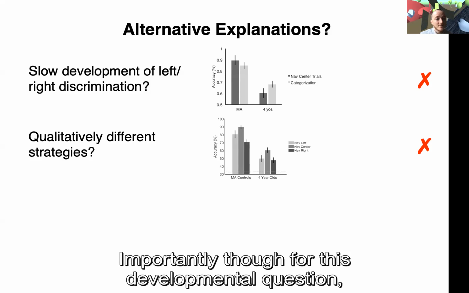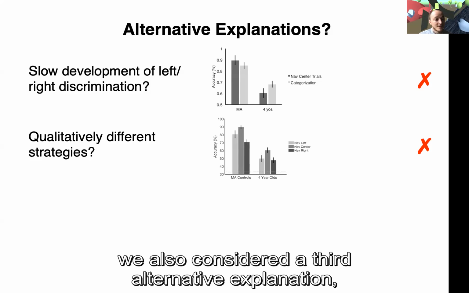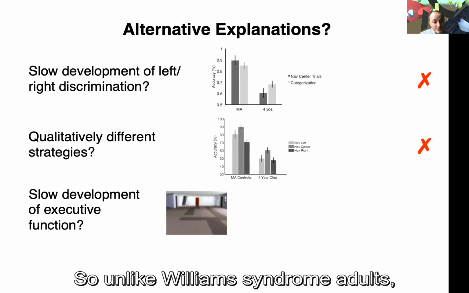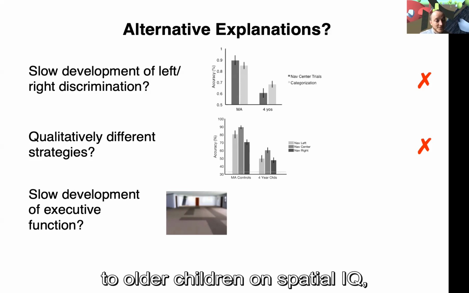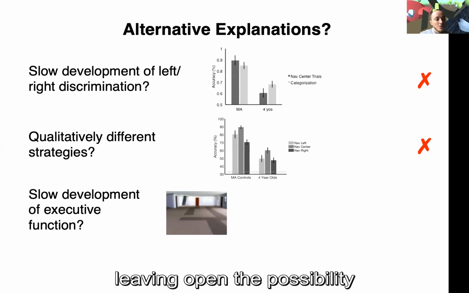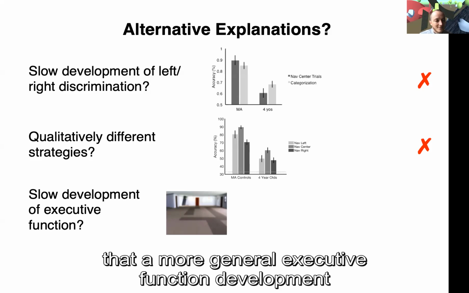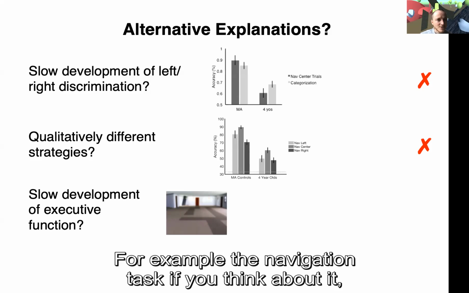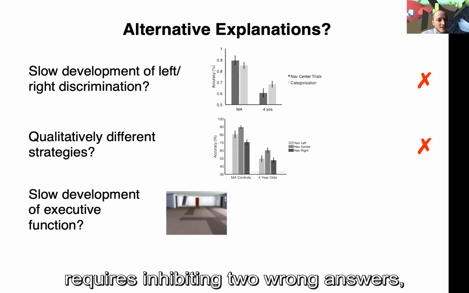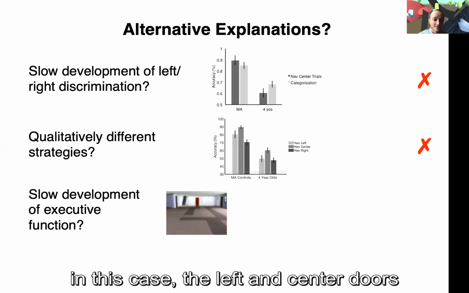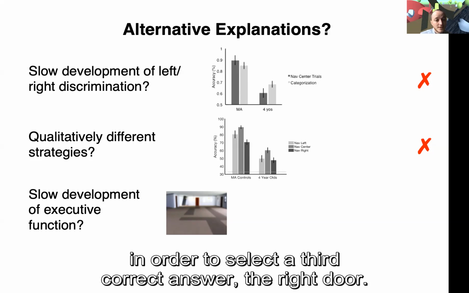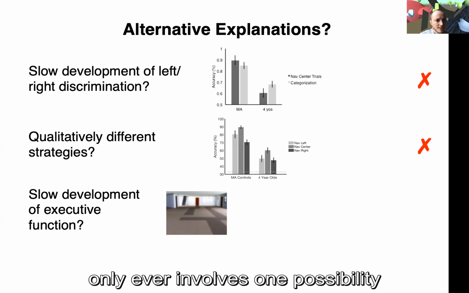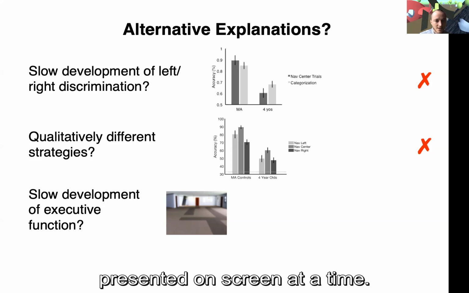Importantly, though, for this developmental question, we also considered a third alternative explanation, slow development of executive function ability. So unlike Williams syndrome adults, 4-year-olds were not matched to older children on spatial IQ, leaving open the possibility that a more general executive function development could explain our results. For example, the navigation task, if you think about it, requires inhibiting two wrong answers, in this case the left and center doors, in order to select a third correct answer, the right door. And if you recall, the categorization task only ever involves one possibility presented on screen at a time.